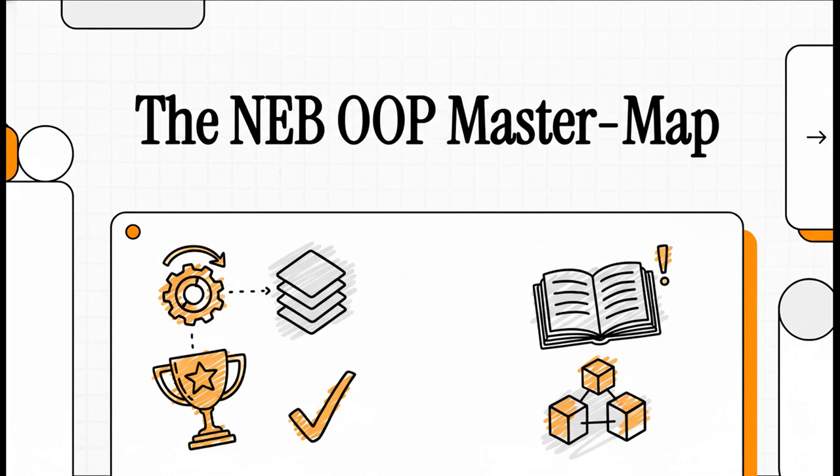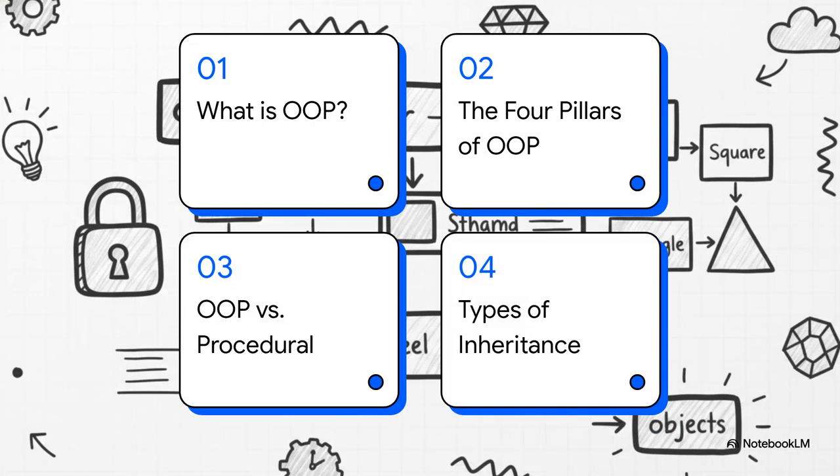So getting this down is, well, it's not optional. Okay, let's get into it. So here's our game plan. First, we'll get into what OOP actually is. Then we'll look at the 4 huge pillars that hold it all up. After that, we're going to put it head-to-head with the older way of doing things, procedural programming. And finally, we'll map out all the different types of inheritance. This is your roadmap to absolutely crushing this chapter.